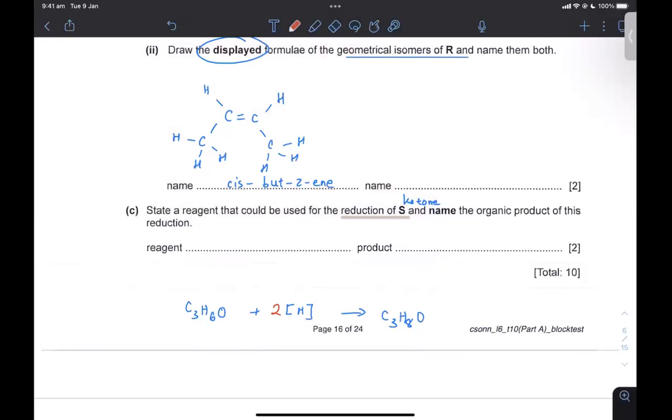Now this reducing agent, very popular, lithium aluminium hydride, and your product, you've got to name it just now, and that will be propan-2-ol. All right, I've only managed to do 2 questions because I've gone through quite a lot of concepts along the way, but make sure you do complete this question as well. It'll be trans, to draw the trans isomer.